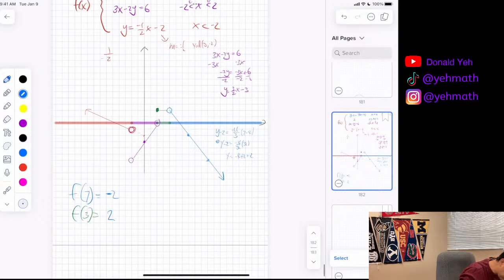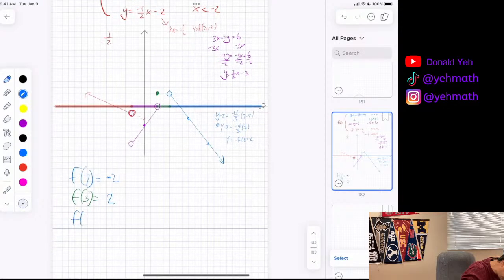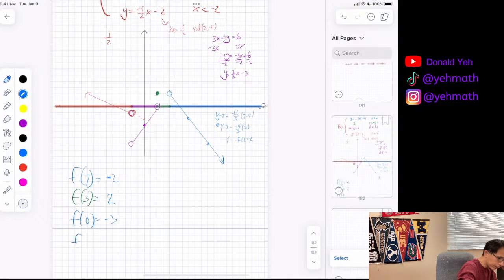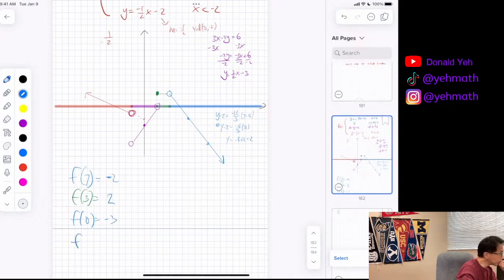Okay. How about f of 0? What is f of 0? -3, good. How about f of -4? The graphs are not really good, but f of -4. 0. Good. It's right here, sorry.